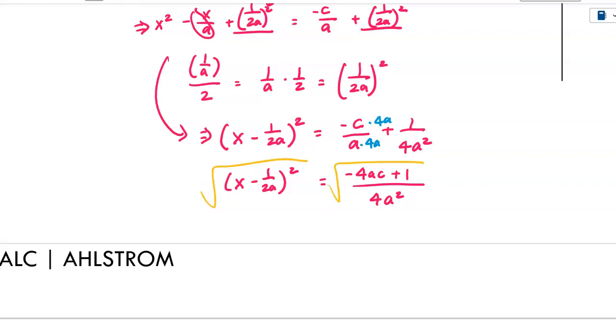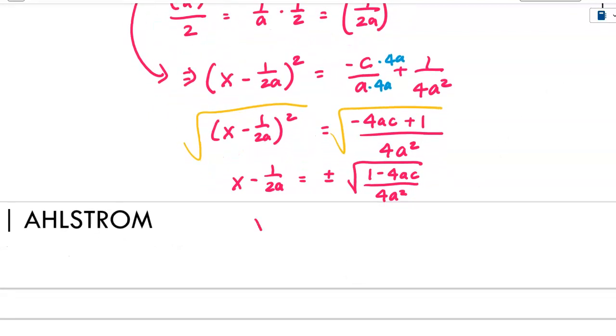And by making it a perfect square trinomial, now I can go ahead and square root both sides. When I square root both sides, I end up with x minus 1 over 2a equals plus or minus the square root of, I'm going to rewrite that without the negative sign being there, 1 minus 4ac over 4a squared. Now that denominator we can get out because 4 and a squared can come out of the radical.